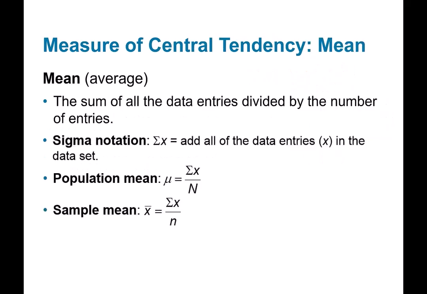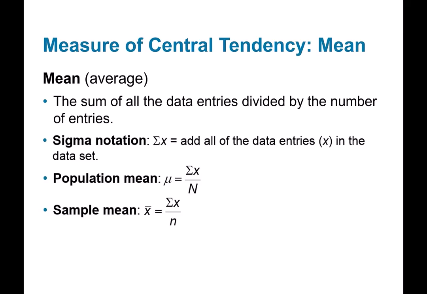So let's start off with the mean. So the mean, you've probably also heard this called the average. Now, typically we don't use the word average in statistics for the mean, just because really all three of these can be considered an average in their own sort. So to calculate the mean, it's the sum of all the data entries divided by the number of total entries.